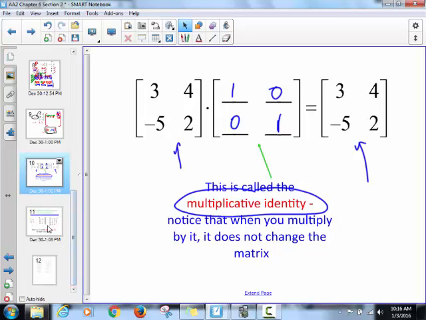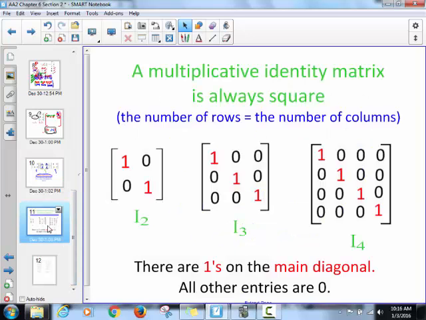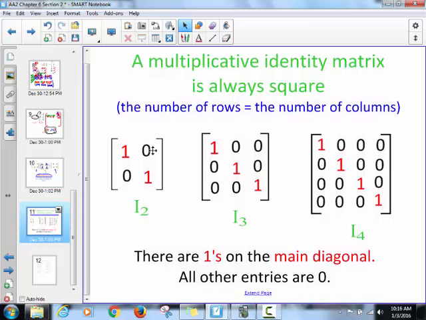And that's for a 2 by 2. Well, if it gets bigger, if it's a 3 by 3, basically the ones are all in the diagonal, and everything else is 0. That's kind of the main thing. So this is the multiplicative identity for a 3 by 3, a 4 by 4, and so on and so forth. So they all have to be kind of like a boxed matrix in a way for it to work out. But we'll use that more coming up.